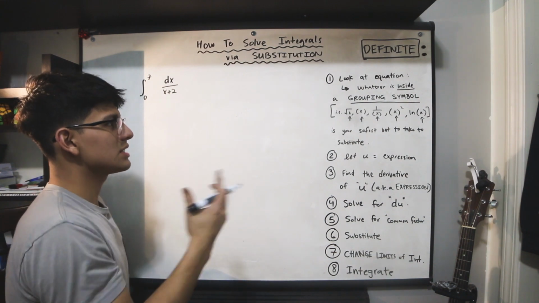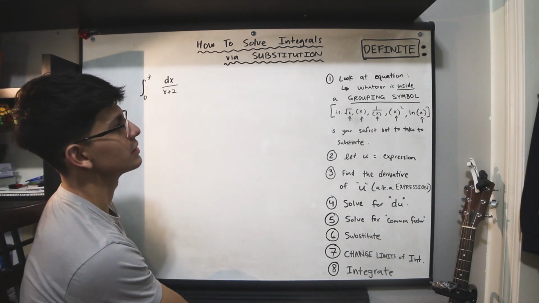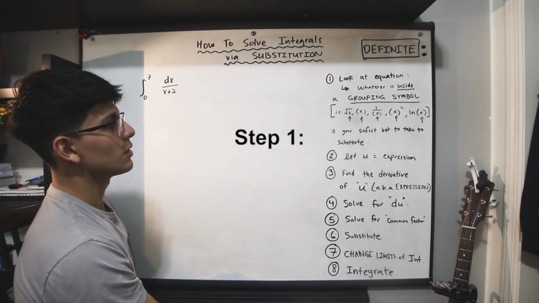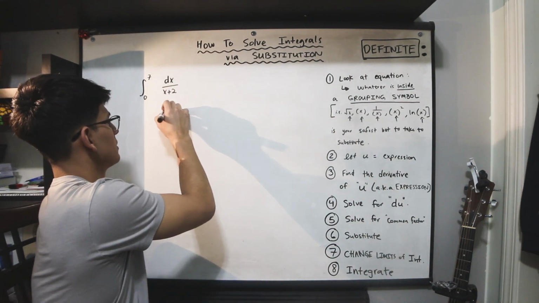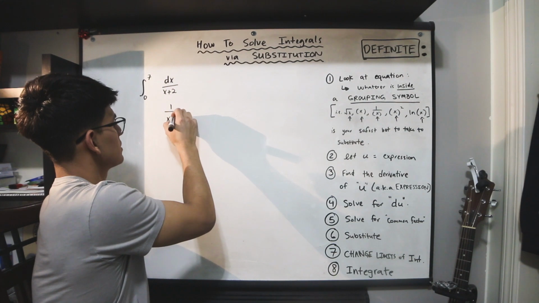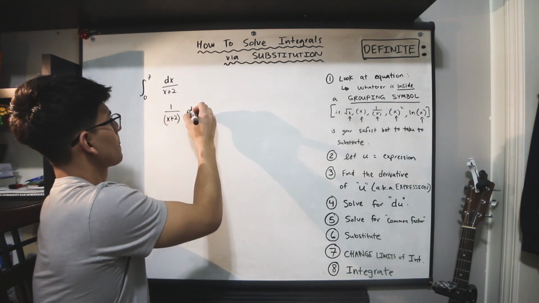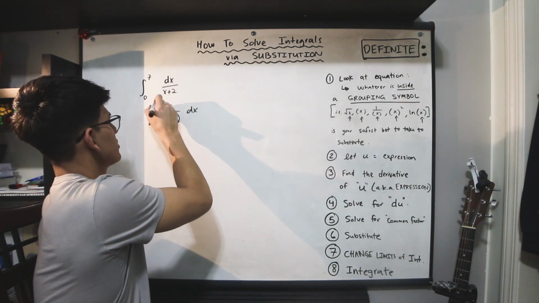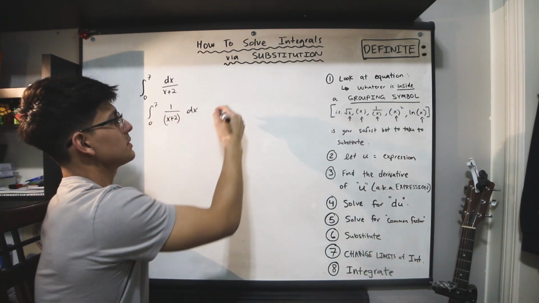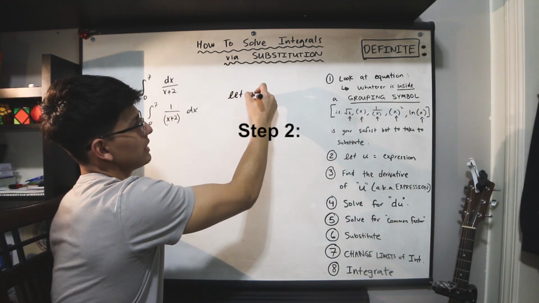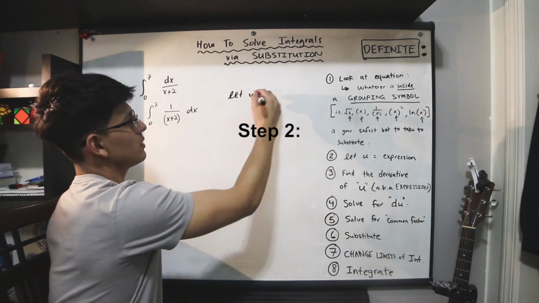Alright, so now we're going to look at the equation. What grouping symbol are we using? Well, this is a fraction bar. So our substitution is basically going to have to do something with this 1 over x plus 2. Alright, I'm just rewriting it just so it's very clear that this is what we're going to be substituting. So let's substitute it. So we're going to let u equal x plus 2.